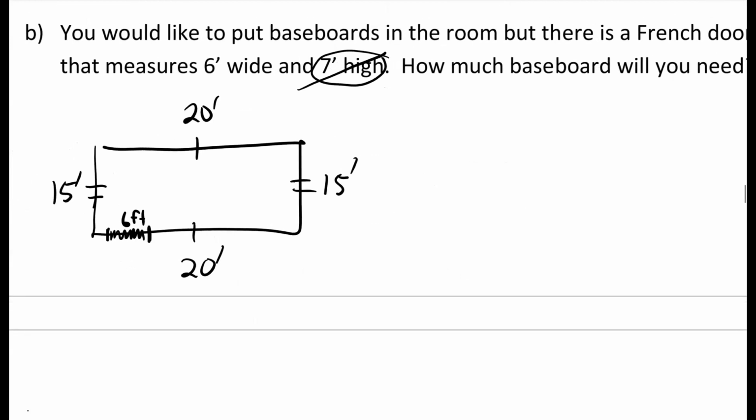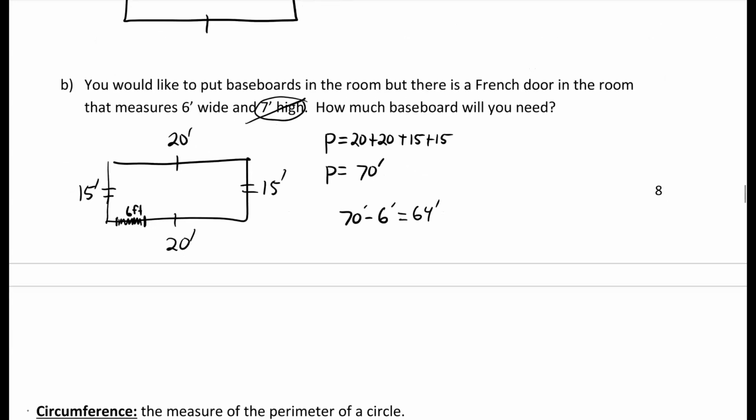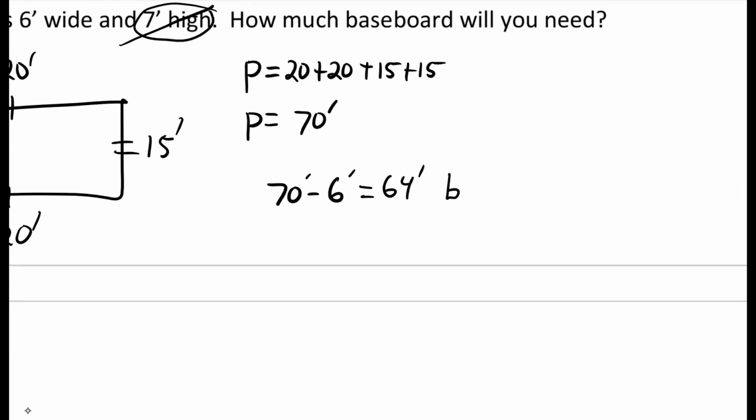So what we have to do is take our perimeter, which is 20 plus 20 plus 15 plus 15, and this is what you would have done in the above question already, and got an answer of 70 feet. Now we have 70 feet, subtract our 6 feet for the French door, and that's going to leave us with 64 feet remaining, which will be for the baseboard. So we need 64 feet of baseboard. And that'll go all the way around the room and not go over where the door will be.